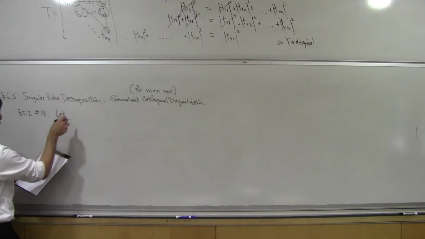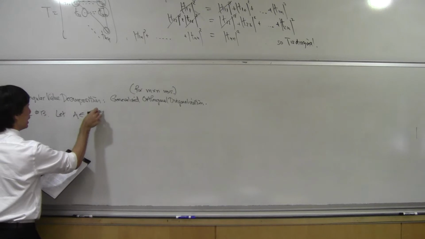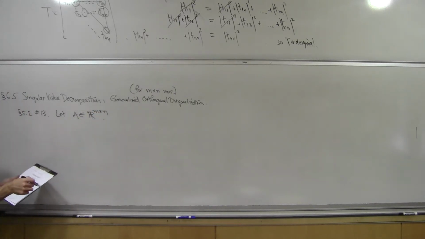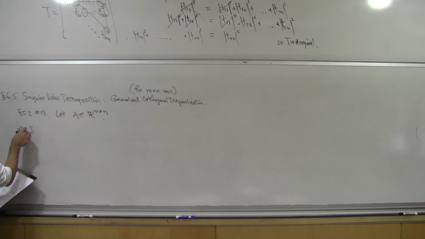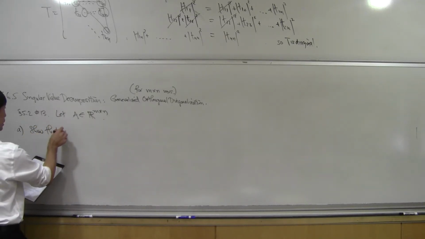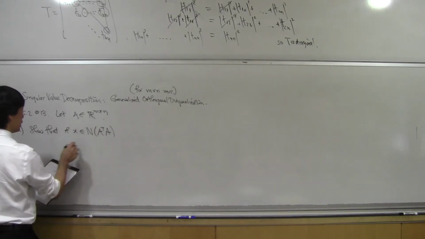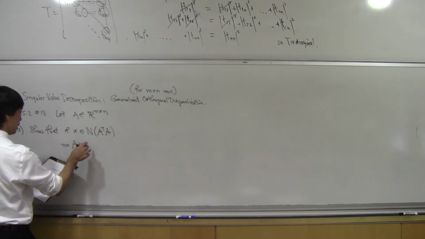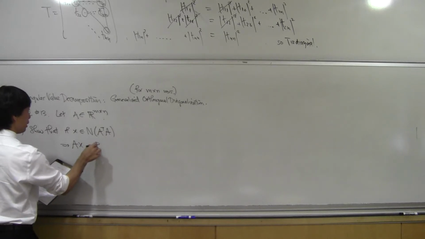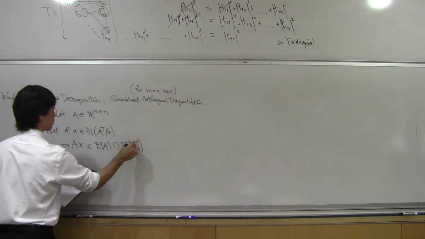So here's the exercise we're going to go through. Let A be an m by n matrix. One, show that if X is in the null space of ATA, then AX is in the range of A intersect the null space of AT.